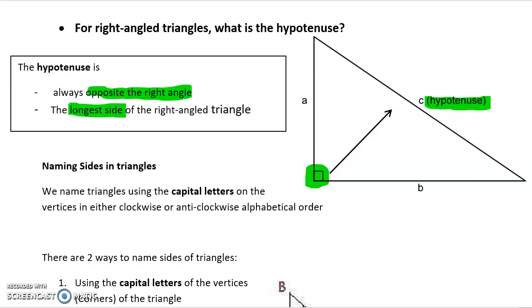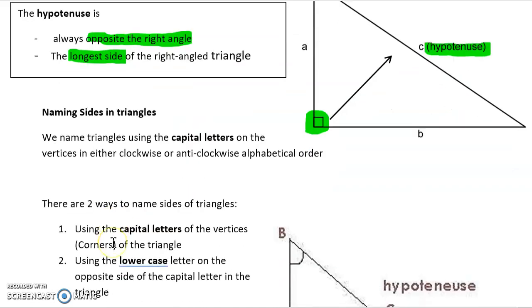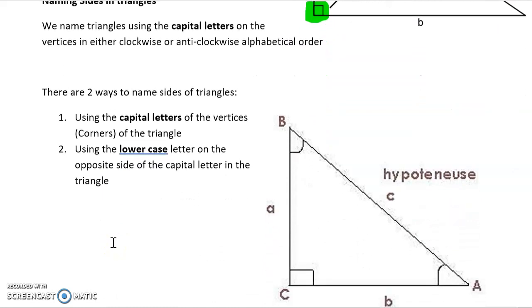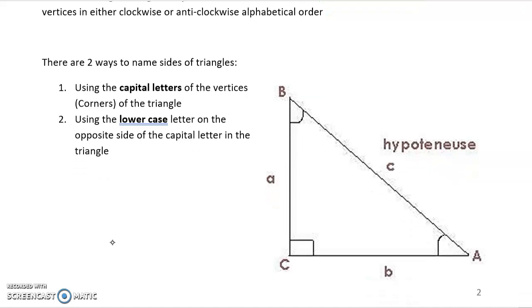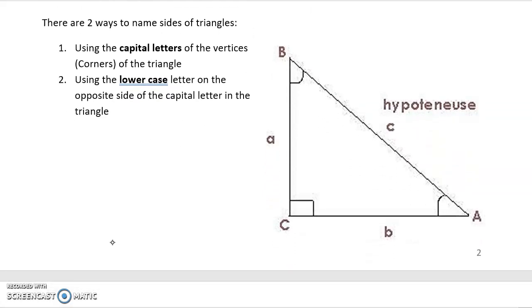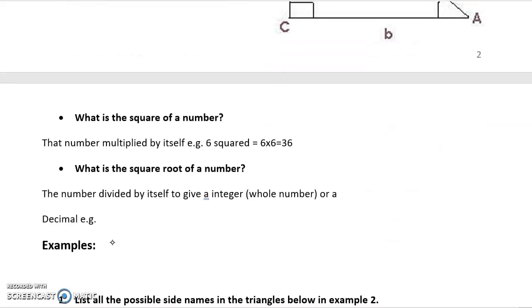When we want to name sides in our triangles, we use capital letters at their vertices or corners, and the lowercase letters opposite their capital. So you'll notice opposite capital B is lowercase b, opposite capital A is lowercase a, etc. So we've got two ways to name sides of triangles. One is capital letters and one is lowercase letters.